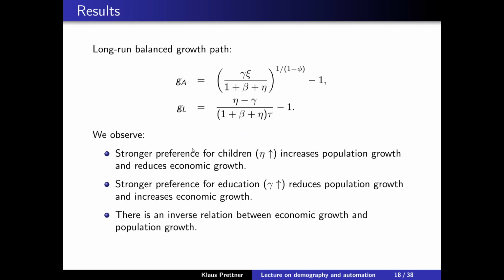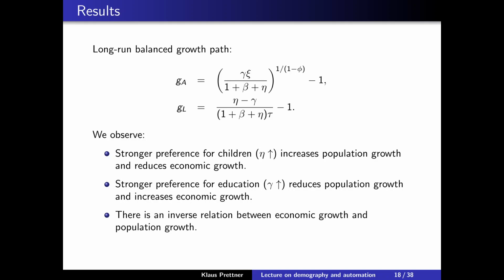And the central point is that now a stronger preference for the number of children increases population growth, but decreases economic growth. And a stronger preference for education decreases population growth and increases economic growth. So this model then supports an inverse relationship between economic growth and population growth. And that's arguably more in line with the cross-country evidence on population growth and economic growth.